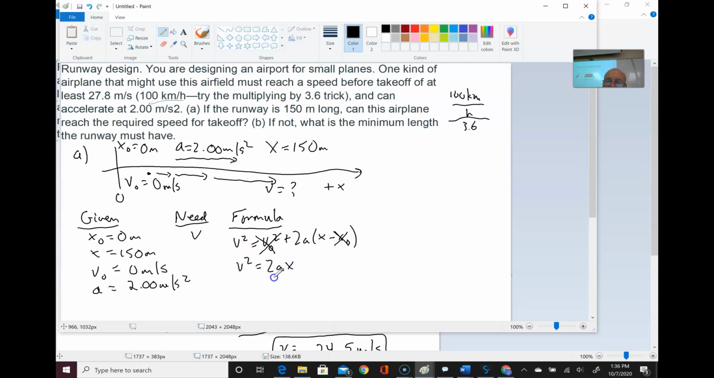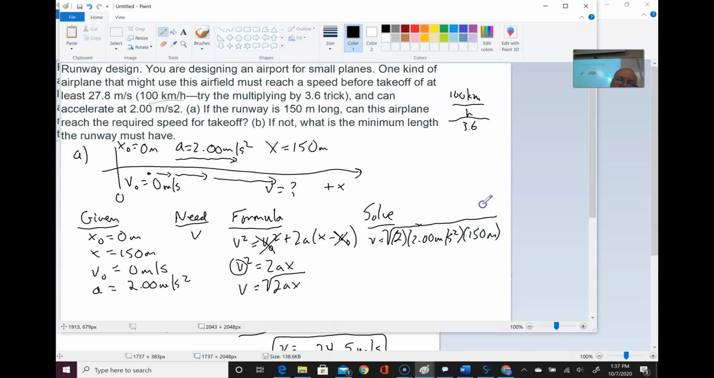This is a lot easier for me to see what's going on. I need this final velocity. So in order to find that, I'm just going to isolate it and take the square root. My final velocity is going to be the square root of 2a times x. So now that I've got my formula, I can take that over here and solve it. So 2 times a, my acceleration is 2.00 meters per second squared, and then x is 150 meters.